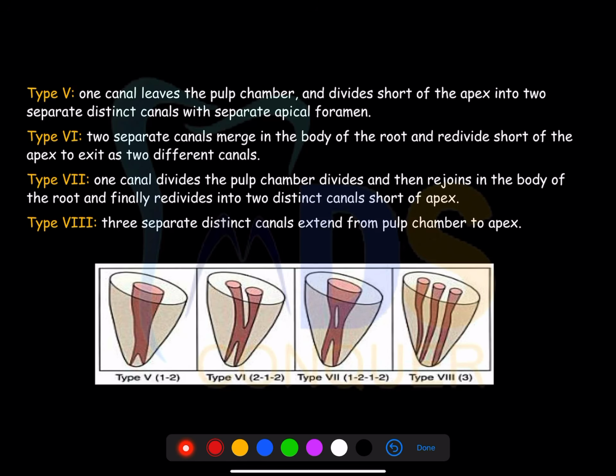The next is type 5. Type 5 starts at 1 and ends at 2. Type 6 starts at 2, combines to 1 and ends at 2. Type 7 is 1-2-1-2: starts at 1, splits into 2, again becomes 1 and splits into 2. Type 8 is 3-3. You have 1-2-3, you have 1-2-3. I hope it's very clear. They're going to ask this configuration. Questions were being asked, so please do make a note of this.